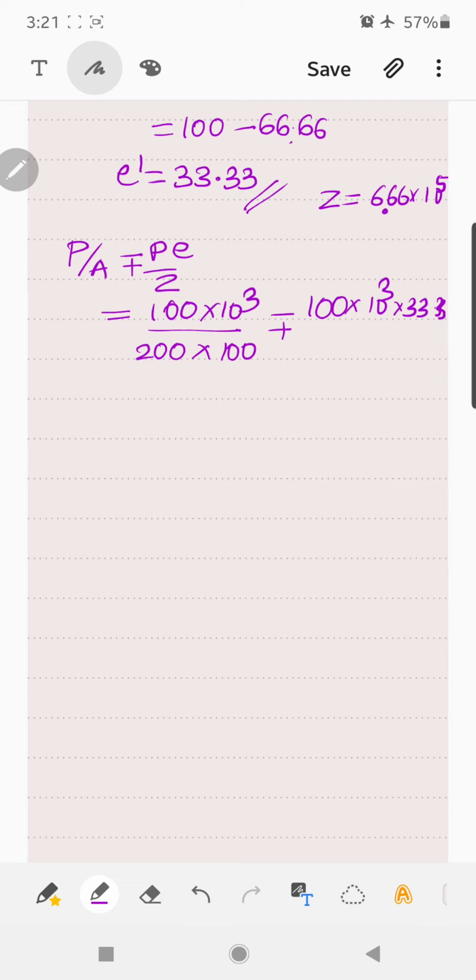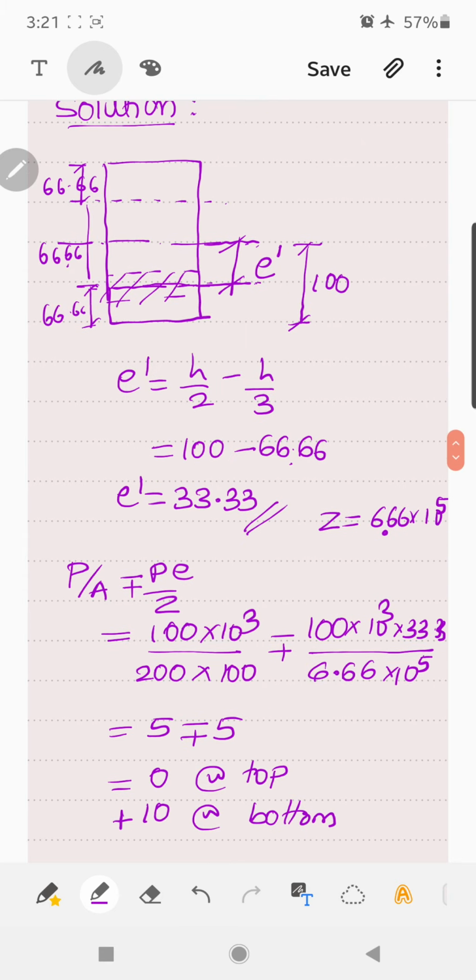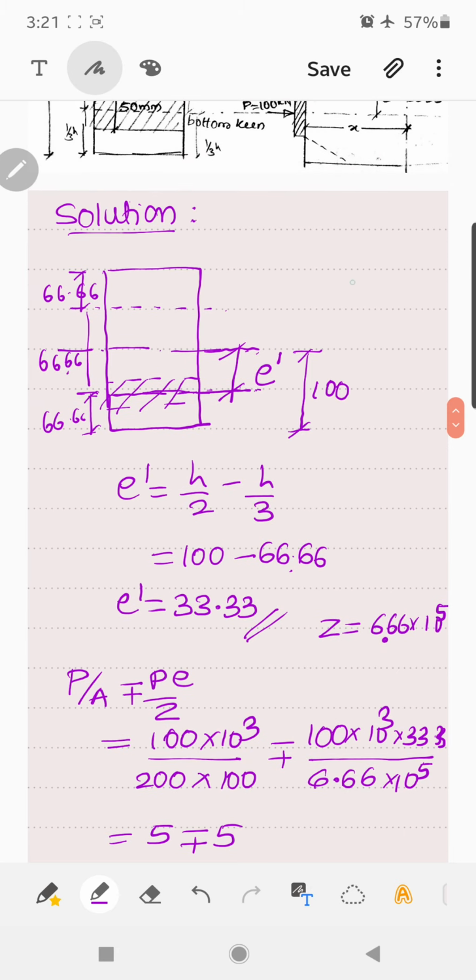Now the eccentricity is the eccentricity of pre-stressing force itself, 33.33. So divided by Z, 6.66 into 10 to the power of 5. If you calculate, it is 5 minus or plus 5. So 5 minus 5 is 0 and 5 plus 5 is plus 10. So you get 0 at top and 10 at bottom. So you get a triangular stress distribution.